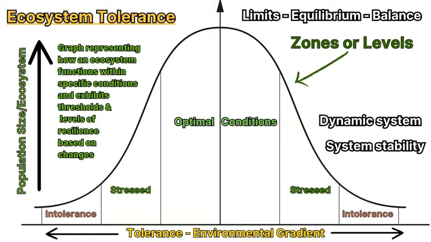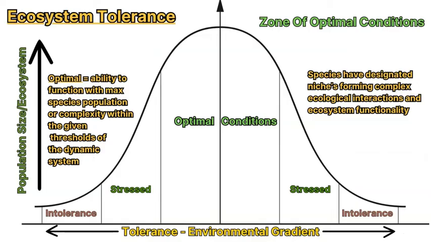So as you see in the center of this bell curve, you have the optimal conditions where you have the majority and maximum size of population of species, the highest carrying capacity, and it drops off quickly on either side based on this environmental tolerance or gradient. Now it's divided into three main zones or levels based on the different levels of tolerance for each ecosystem.